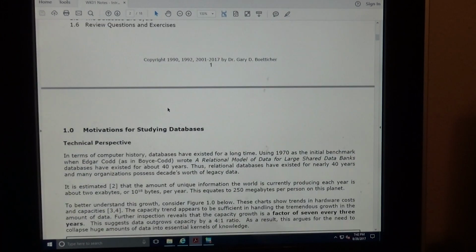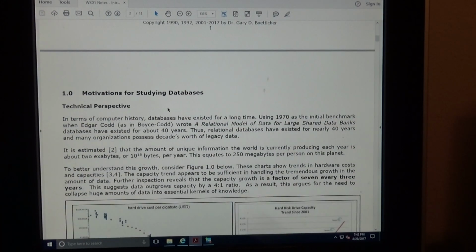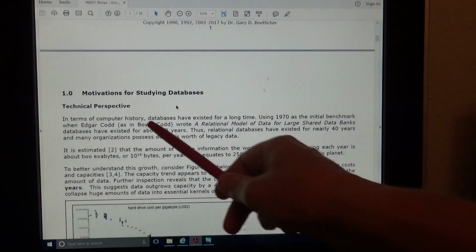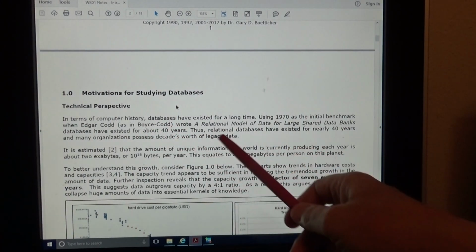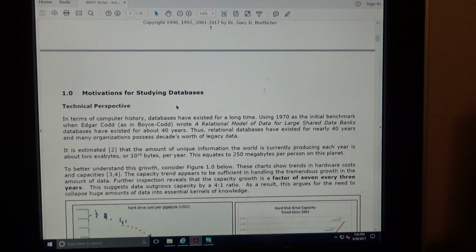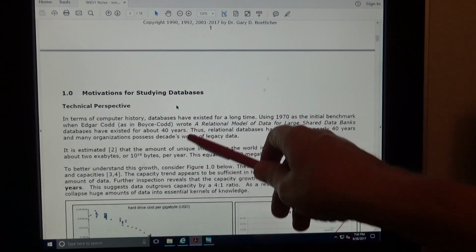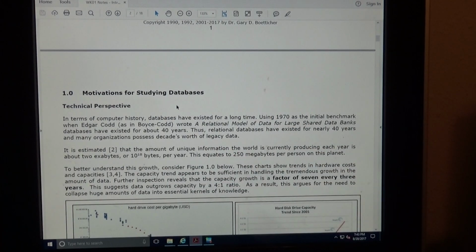Okay, why study databases? Well, databases came into being about 1970. There was a paper by Codd, as in Boyce-Codd, Relational Model of Data for Large Shared Data Banks. And based on that, set the groundwork for databases up to what we have now. And so they've been around for, in computer terms, a long time.